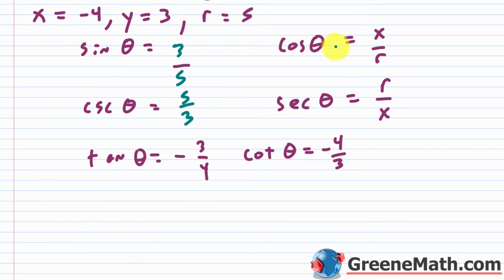And then for the cosine of theta, you have an x value that's going to be -4. Let me put the negative out in front. And then the r value is 5. So this is -4/5. Again, for the secant of theta, just flip that. So it's going to be -5/4. So your sine of theta here is 3/5. Your cosine of theta here is -4/5. Your cosecant of theta is 5/3. Your secant of theta is -5/4. Your tangent of theta is -3/4. And your cotangent of theta is -4/3.